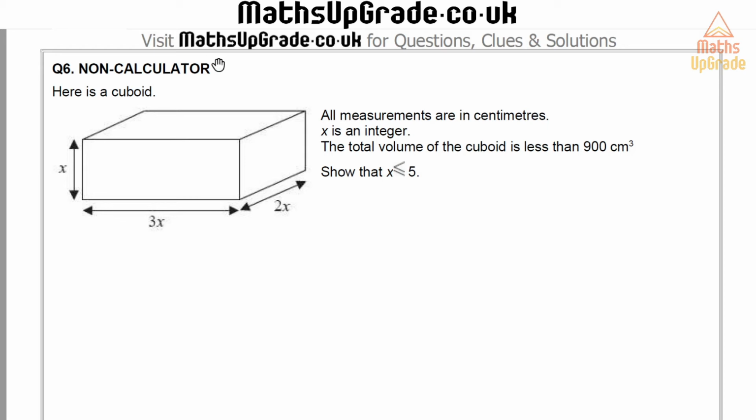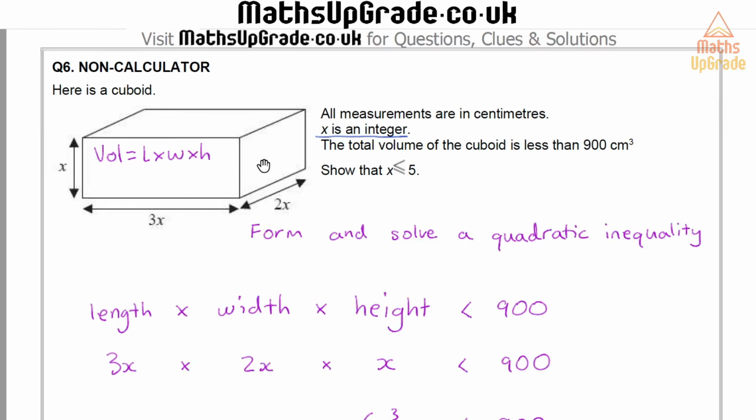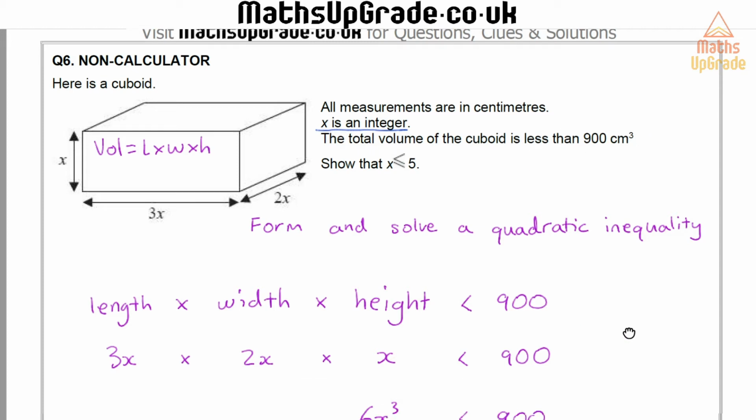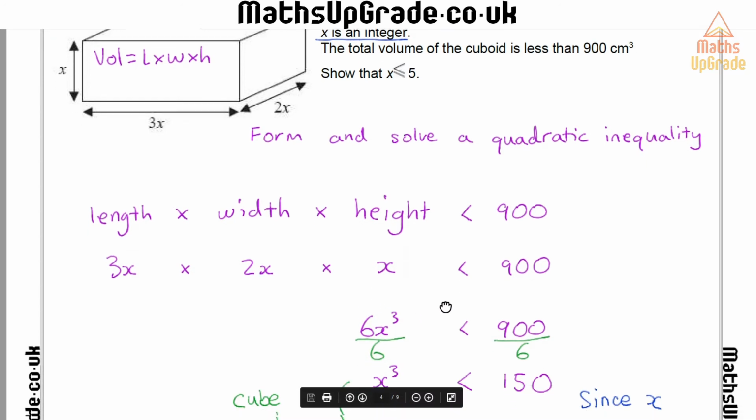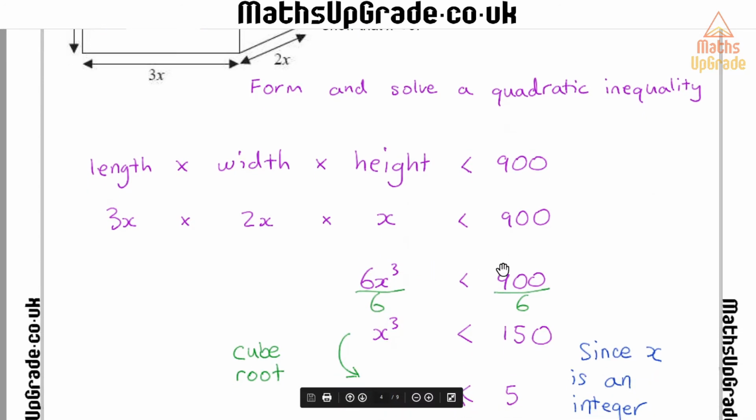So the first thing I'm going to do is write the volume of this cuboid and compare it with this information here. Since the volume is given by the length times width times height, I'm going to write those algebraic terms here. The length is 3x, the width 2x, and the height x. Multiplying them all together and then putting that as less than 900, since that's what that statement says there. If I collect these like terms by multiplying, I get 3x times 2x, which is 6x squared, times x again is 6x cubed. So that is 6x cubed, which is less than 900.